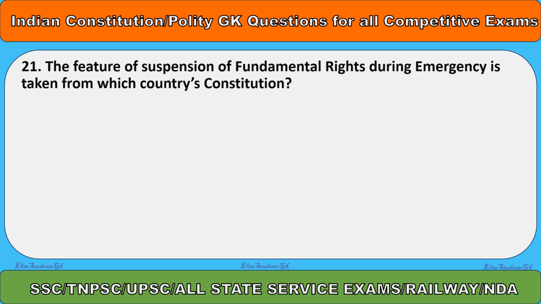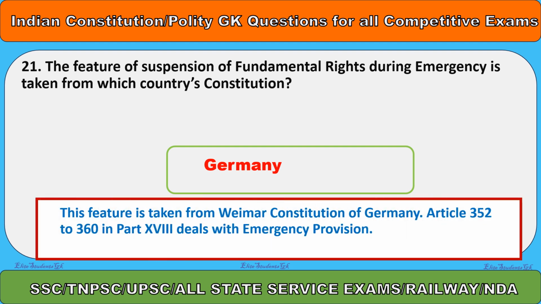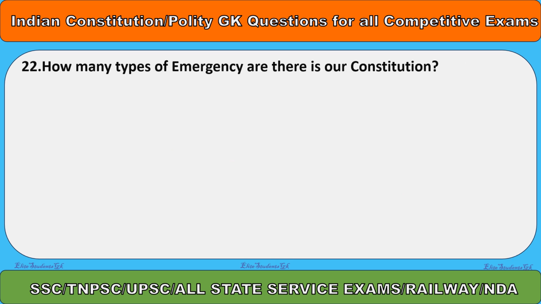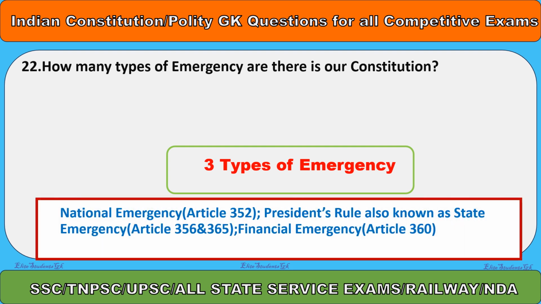The feature of suspension of fundamental rights during emergency is taken from which country's constitution? Germany. This feature is taken from the Weimar Constitution of Germany. Articles 352 to 360 in Part 18 deal with the emergency provisions. How many types of emergencies are there in our Constitution? Three types. National emergency, under Article 352. President's rule, also known as state emergency, under Articles 356 and 365. Financial emergency, under Article 360.